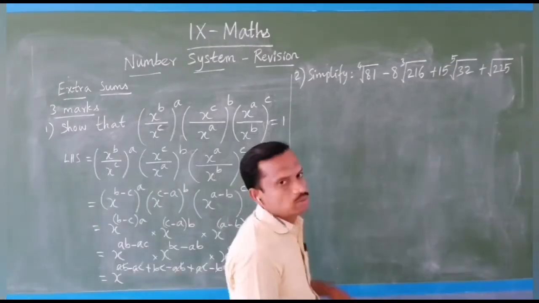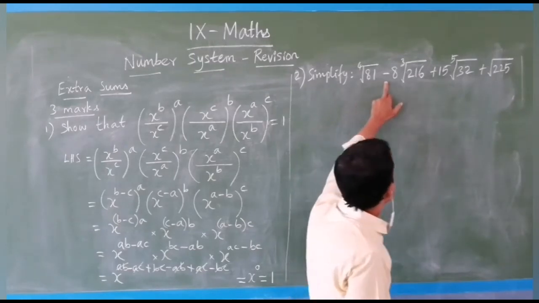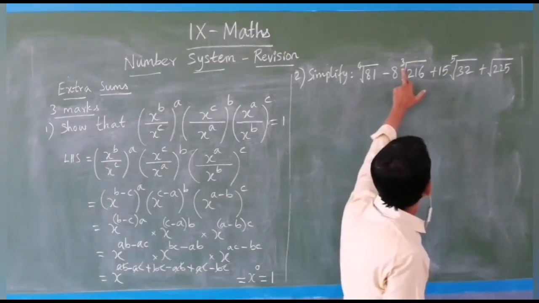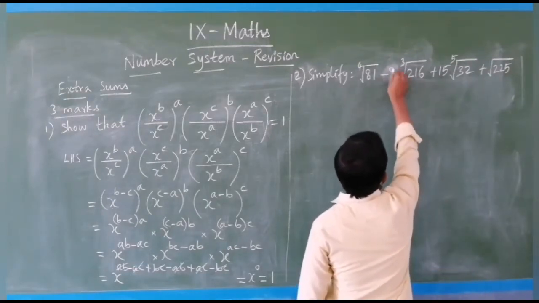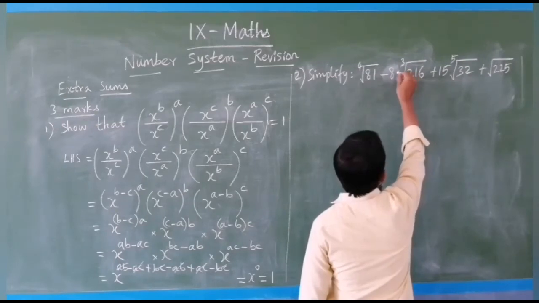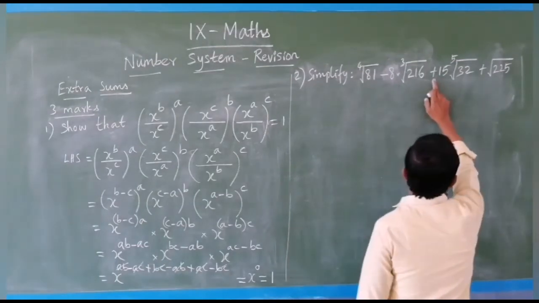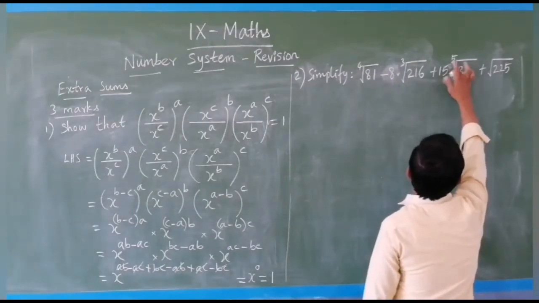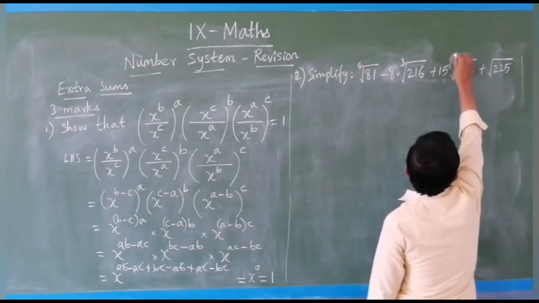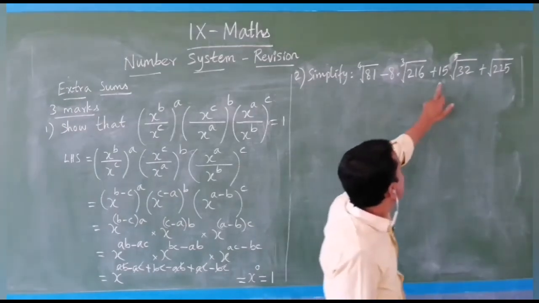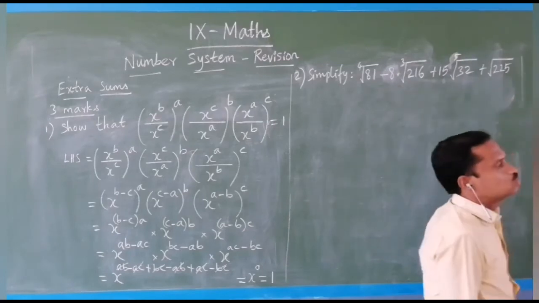And now coming to question number 2, simplify: 4th root of 81 minus 8 into cube root of 216 plus 15 into fifth root of 32 plus root 225. You have to be very clear here, this is 8 into cube root of 216, and this 15 is not 15 to the power 5, it is 15 into the fifth root of 32, and then plus root 225.